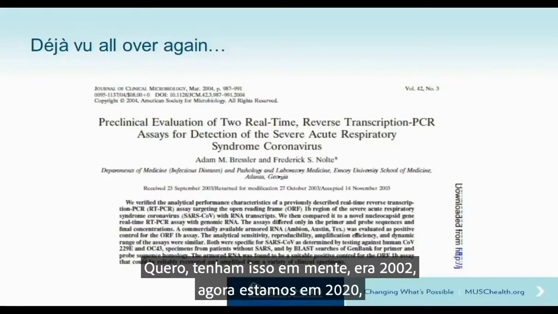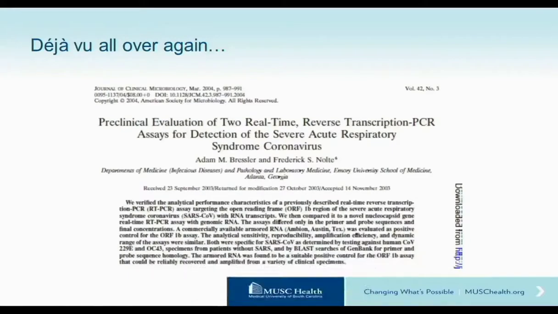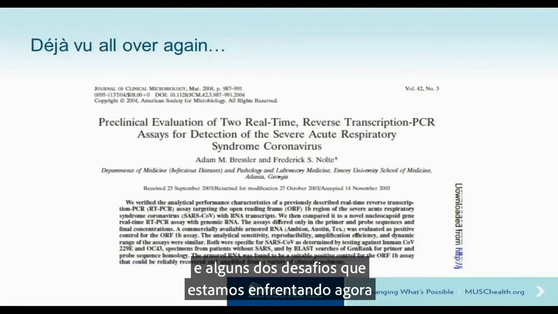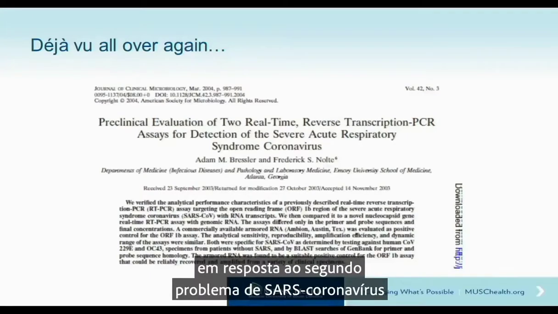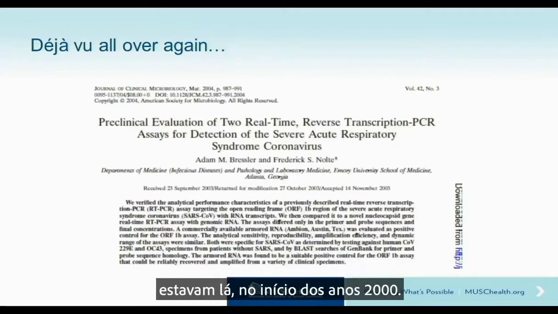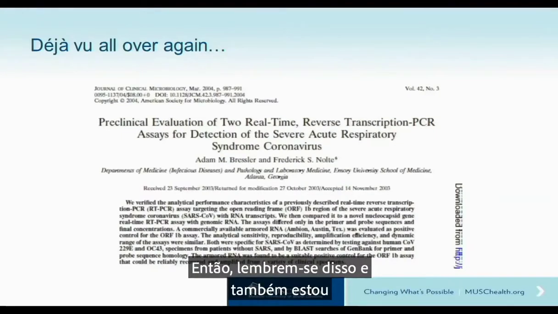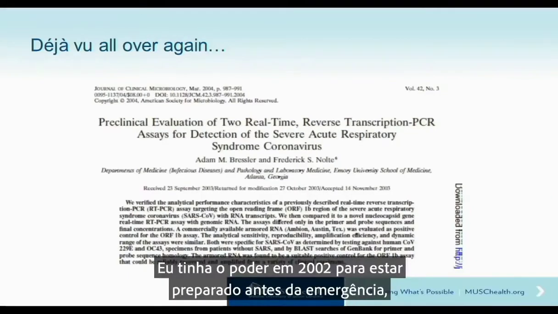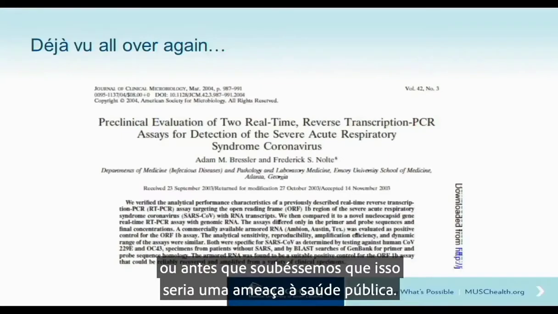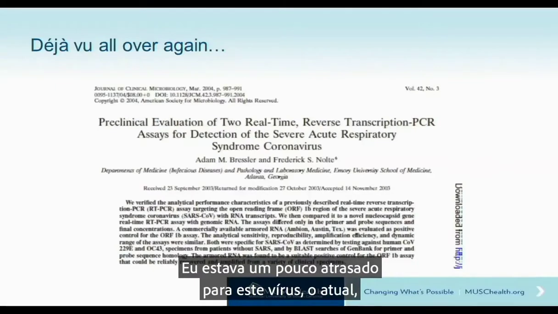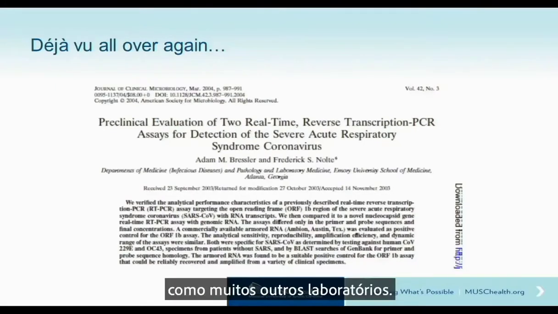And I want you to keep in mind that this was in 2002, it's now 2020, and some of the challenges that we are facing now in response to the second SARS coronavirus problem weren't there in the early 2000s. So keep that in mind. And also, I'm kicking myself a little bit. I had the foresight in 2002 to be prepared before we knew this was going to be a public health threat. I was a little behind the curve for the current one, as were many other laboratories.